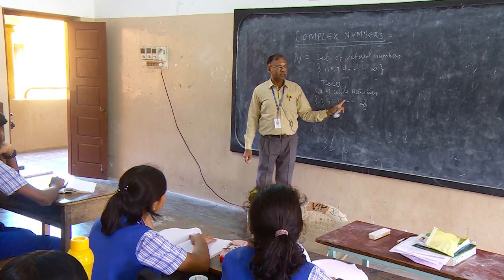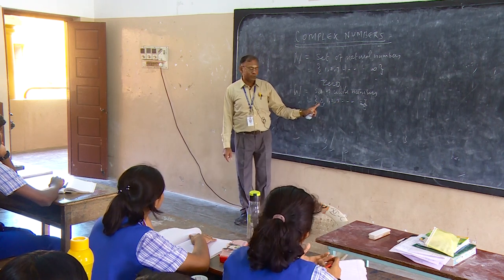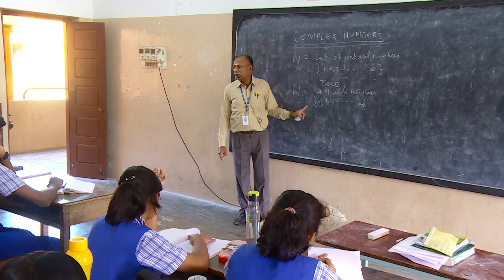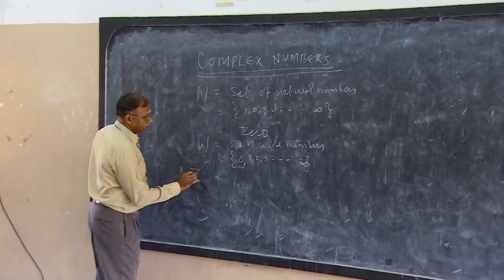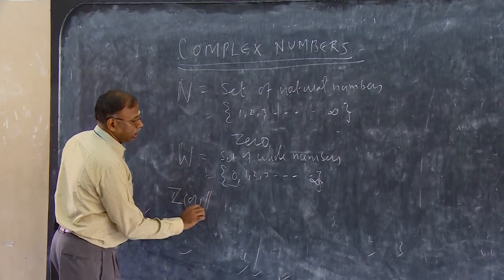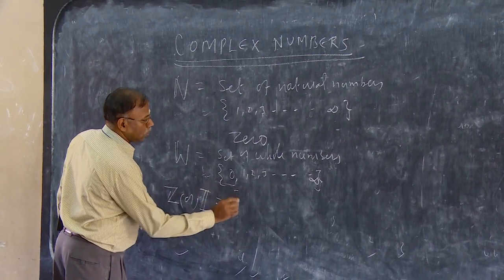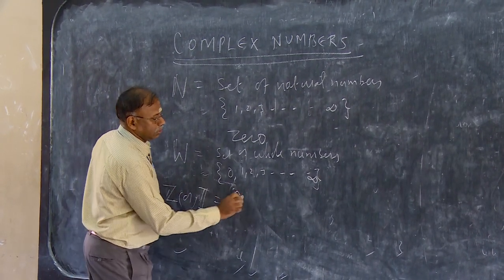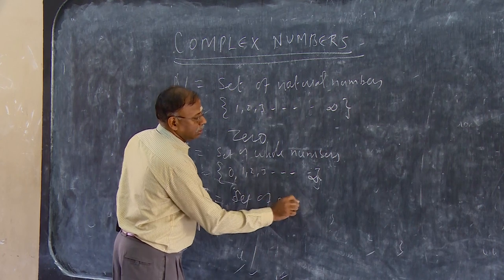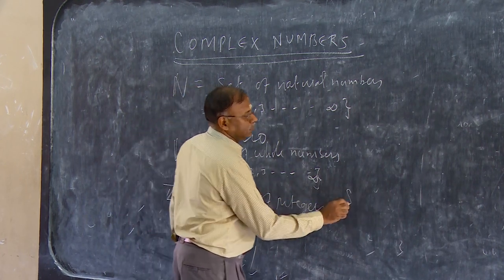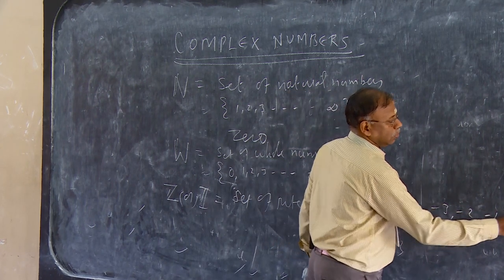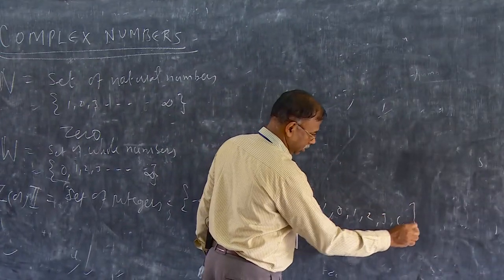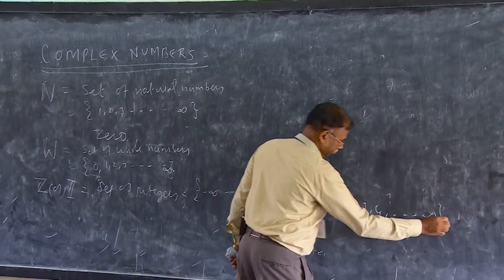Therefore, there was a necessity to introduce some numbers towards the left of 0 as negative numbers. Such a set is called integers. We call it Z or I, the set of integers. It goes from minus infinity, dot dot dot, minus 3, minus 2, minus 1, 0, 1, 2, 3, 4, etc. It goes up to infinity again.